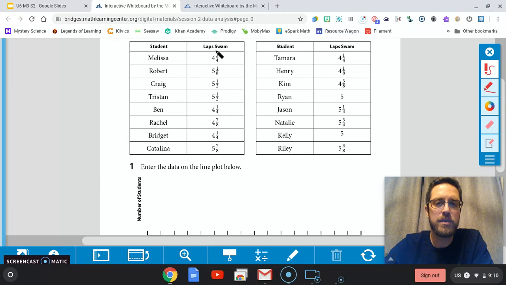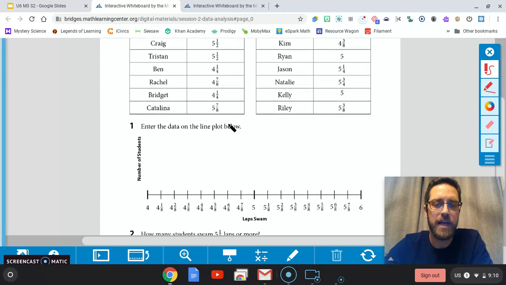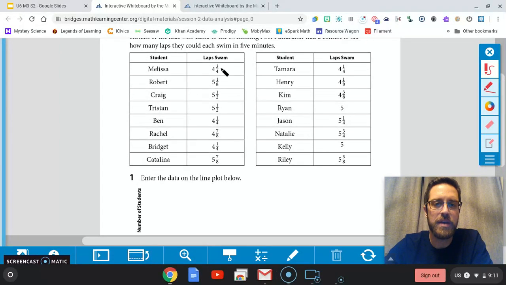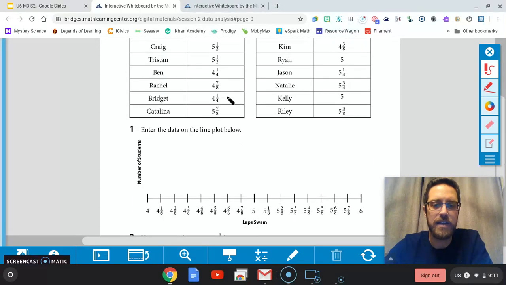Melissa swam 4 3/4 lap. So ours are in eighths. So in order to get this as an eighth, I'm going to have to multiply the 3 by 2 and the 4 by 2. So that would make it 4 6/8. So I'm going to go down and put an X at 4 6/8.